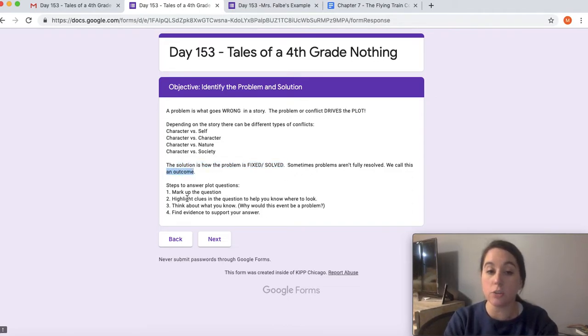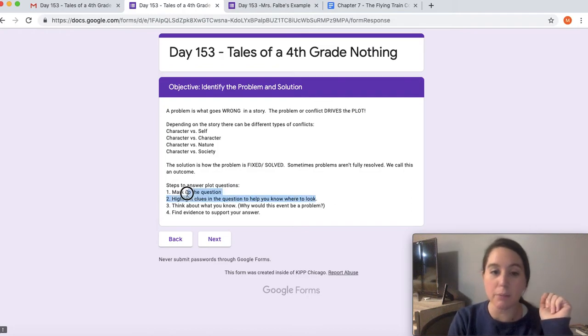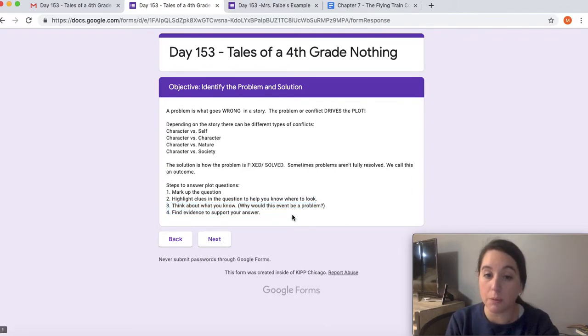So our steps today are to read the question and mark it up. You mark it up in your head because you can't mark it up on the sheet or on the computer. Highlight the clues, so go through it and show where you find it. It's not going to stay highlighted, but you can scroll over it so that you know you're in the right spot. Think about what you know, why this event would be a problem, and then find evidence. Just like we practiced yesterday, you're going to be finding evidence to support your answer so that you know you got the answer correct. If you can't find evidence, it didn't happen, and then you need to look at your question again and see what the answer might be.